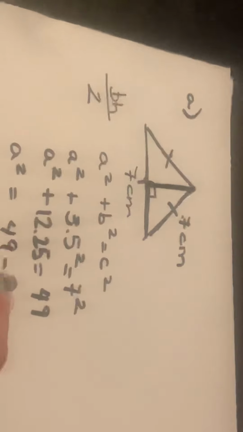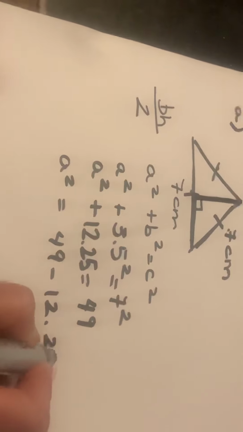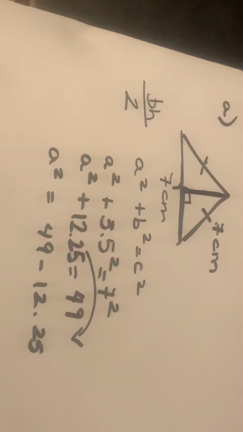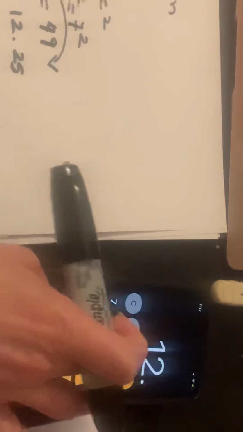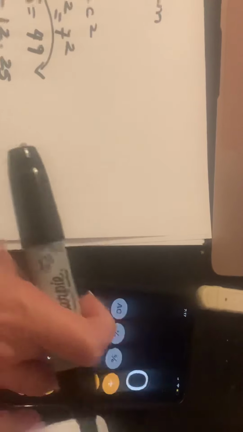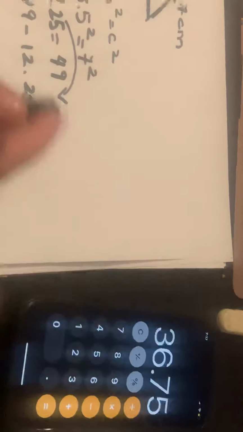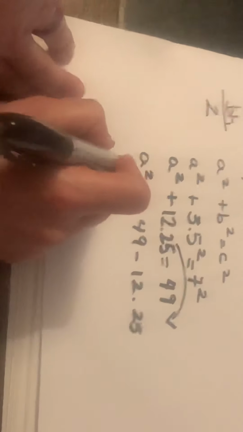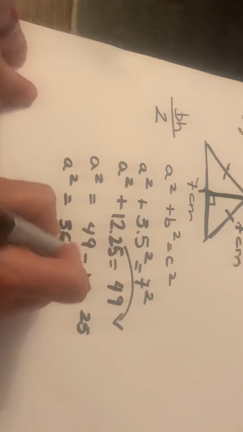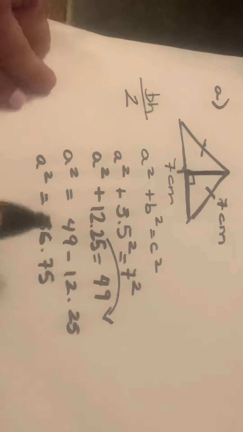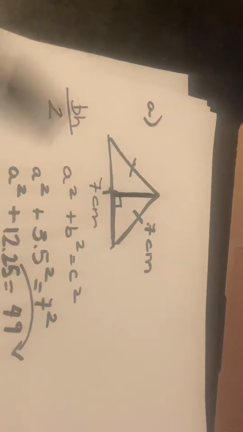We got to go a squared equals 49 minus 12.25, because this guy's going to come over to the other side, as we know. So we do that on the calculator, 49 minus 12.25 equals 36.75. A squared equals 36.75. Now remember the classic grade 8 mistake, guys? That's obviously not the measurement of this. That doesn't make sense, right? It can't be that big.